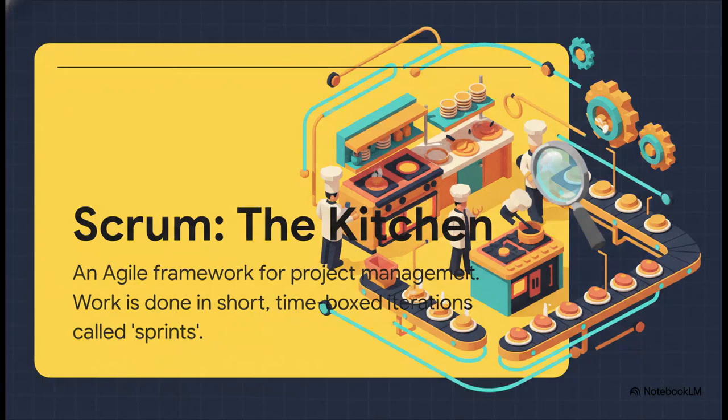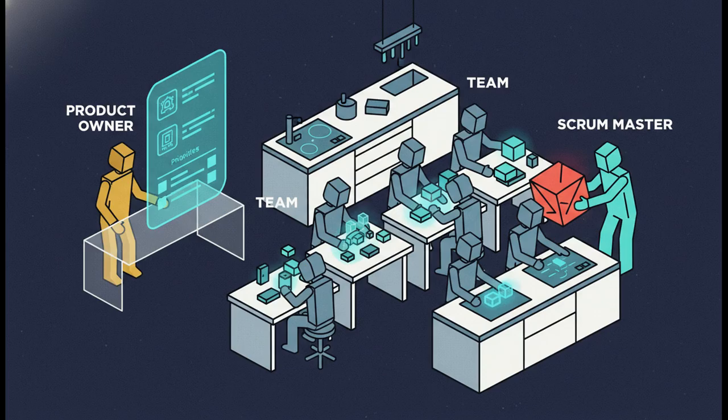Okay, so Agile is the big picture mindset, but how do you actually do it day to day? Well, one of the most popular frameworks is called Scrum. And honestly, the best way to think about Scrum is to picture a busy, professional restaurant kitchen. It's all about project management and getting high-quality dishes out to the customer fast. In this kitchen, you have three key roles. The product owner, that's your head chef. They have the vision for the entire menu. The team, those are your skilled line cooks, the experts who are actually making the food. And the Scrum Master, they are the expediter.